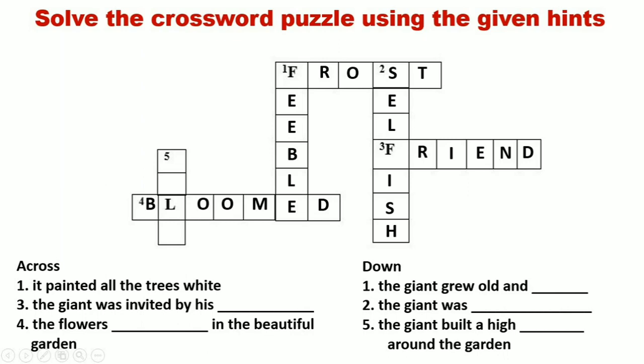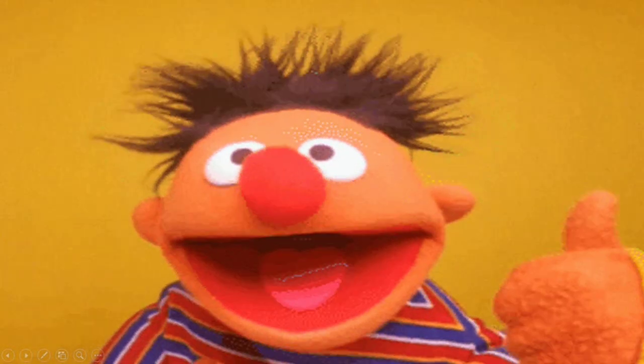Now, let's do part 5. The giant built a high dash around the garden. What did the giant build? Yes, he built a wall. So, what is the spelling of wall? W-A-L-L. Well done. I hope you all had fun in solving this crossword puzzle.